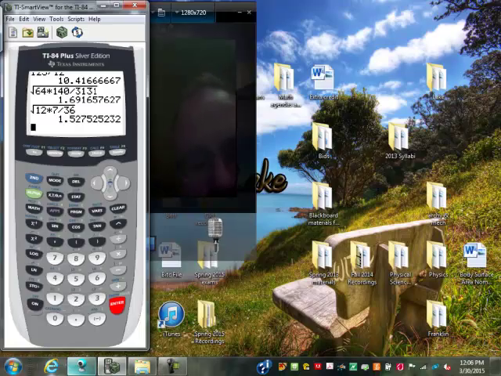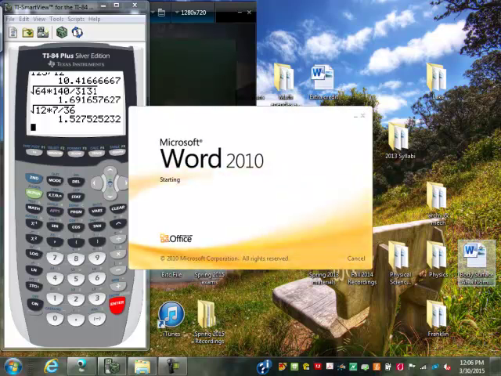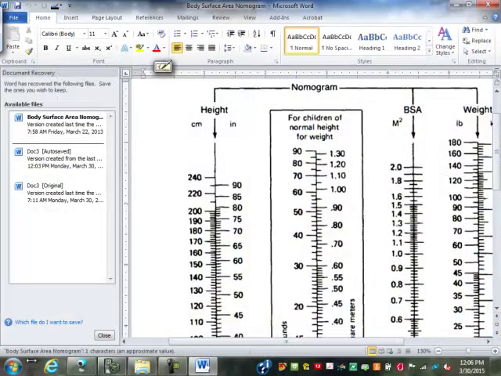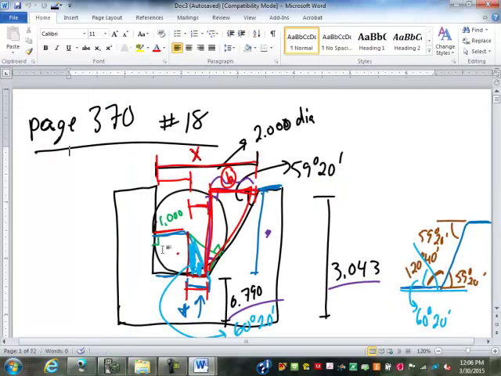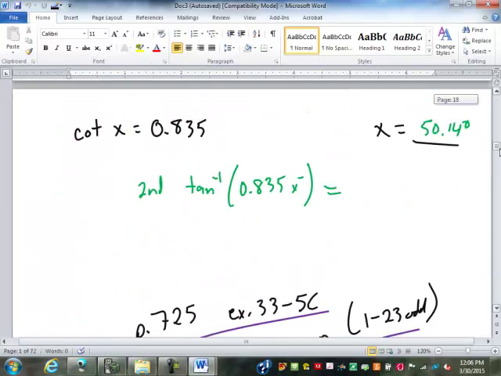Oh, just lost my Word documents. Darn it. We'll get this one up, and we'll do an auto recover. There we go. Get back down to where we were.